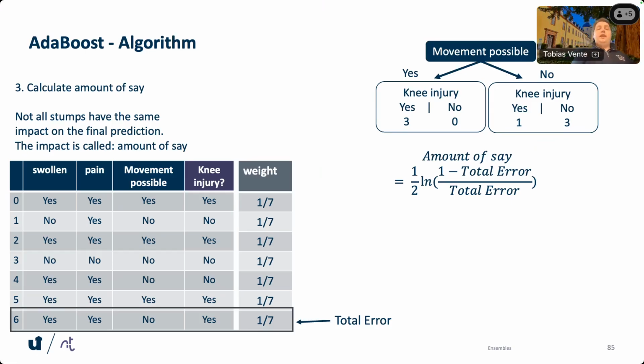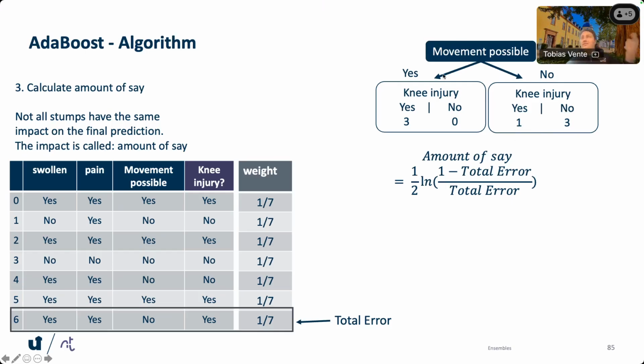And there's just one data point that sticks out. Despite there being no movement possible, it's a knee injury. So this is the only one that doesn't map. You map yes to yes, no to no. And there's one example that would have been misclassified, because if you answer the movement possible question with no, the final answer is not no.